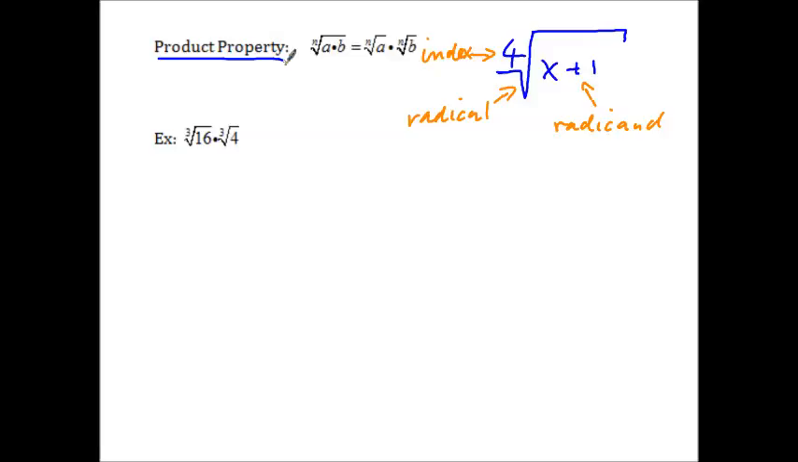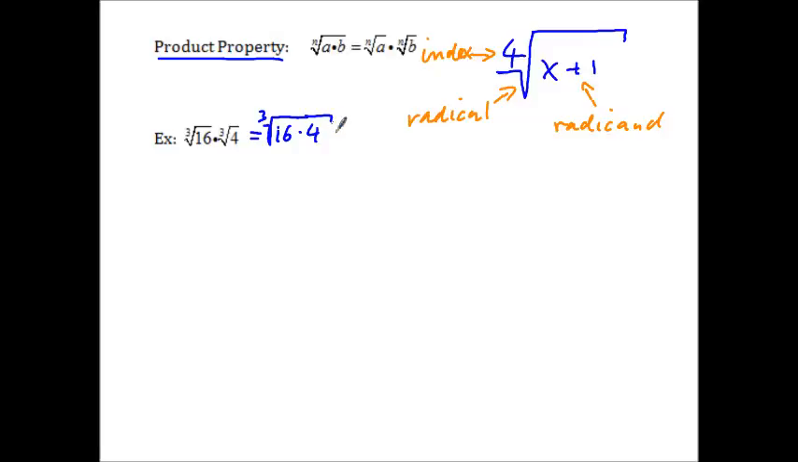The product property says that if we have the root of a product, then we can split the product apart into its factors and take the root of each of the factors. The nth root of a times b is the same as the nth root of a times the nth root of b. Alright, then let's look at an example right here. The cube root of 16 times the cube root of 4. Instead, we can also say the cube root of 16 times 4.